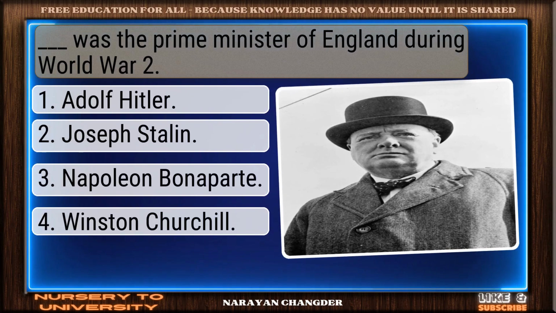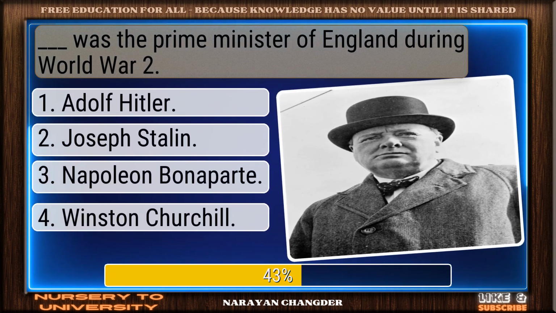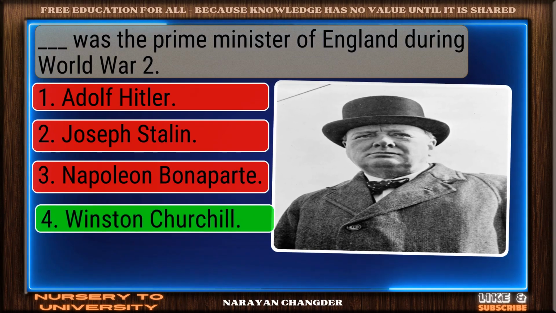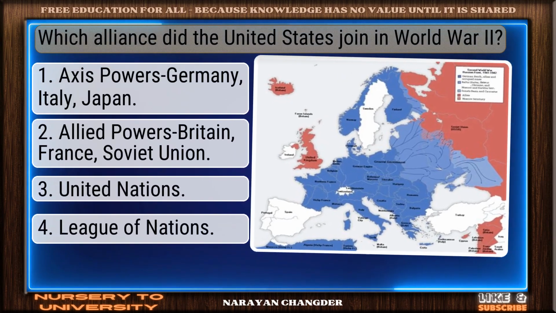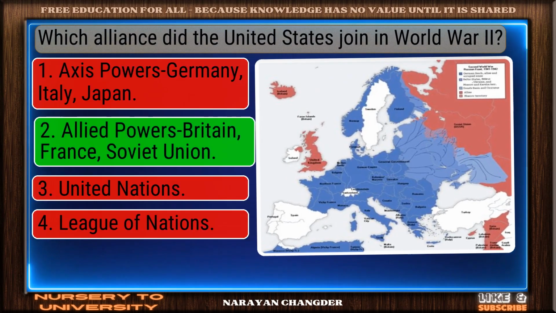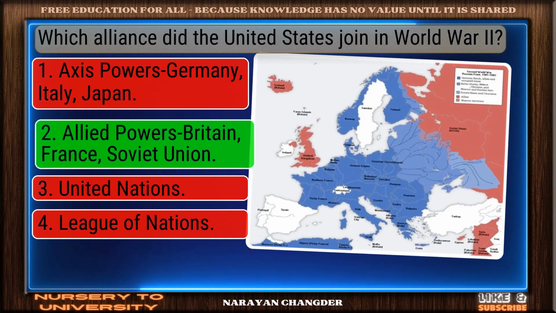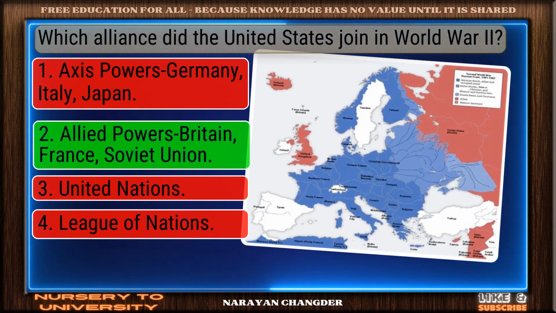Dash was the Prime Minister of England during World War II. Valid point. Winston Churchill is true. Which alliance did the United States join in World War I? Great thinking. Allied powers Britain, France, Soviet Union is the right choice.